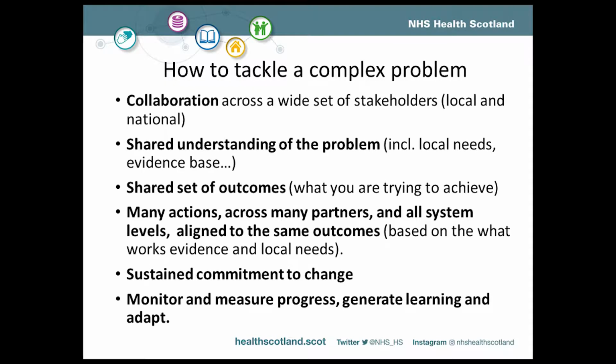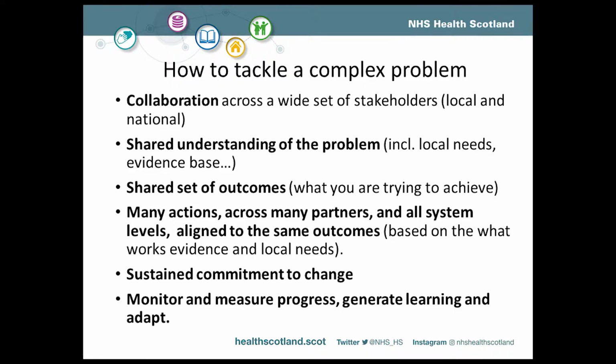It's also important to have a really firm shared set of outcomes, and they should be developed collaboratively. Thankfully we have that in the Child Poverty Act and the Every Child Every Chance strategy, but it will be important to replicate that locally. In terms of action, it's going to require many actions across many partners at all levels of the system, all aligned to the same outcomes. And this should be based on both local needs and the emerging evidence base on what works. It's also going to require sustained commitment to change locally and nationally across all partners.